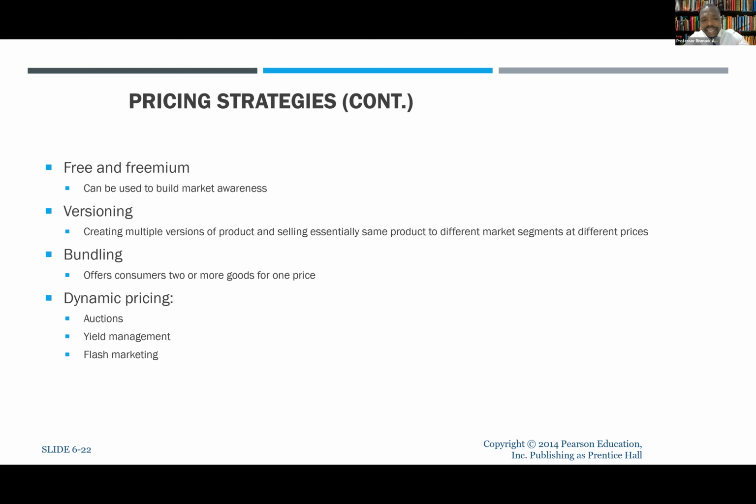Then we have what we call dynamic pricing. So we can use auctions. The price varies based on the demand and how much people are willing to pay for that particular item. So it's the value that is perceived. Yield management and flash marketing are an essential part of this approach.